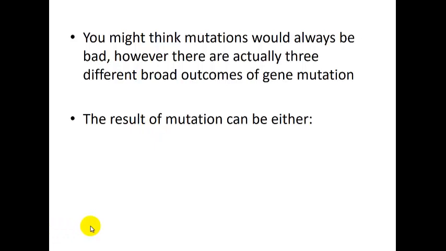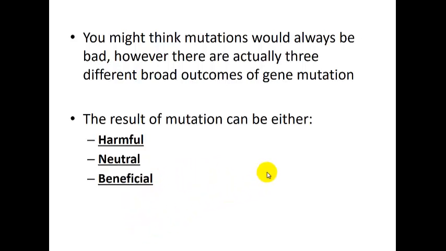Now, if you actually stop and think about mutation, you would sort of assume that mutations would probably always be bad, and change would always result in some negative outcome. And while that is more likely true than not, the resulting mutation can actually have one of three different outcomes. They can, in fact, be harmful. But they can also be neutral, meaning that the effect isn't really obvious. It may not even be noticeable. And in some rare cases, a mutation can actually be beneficial.